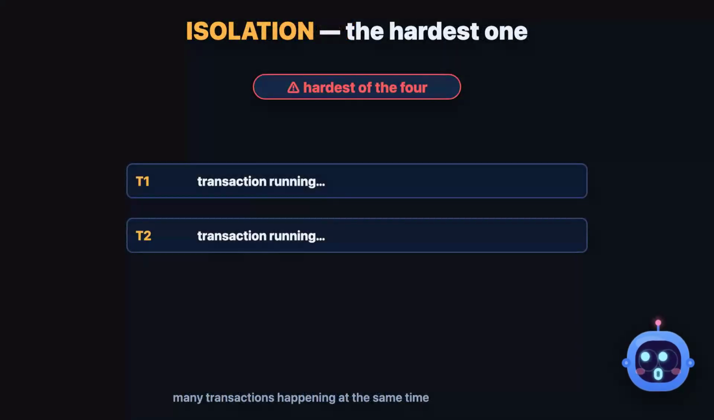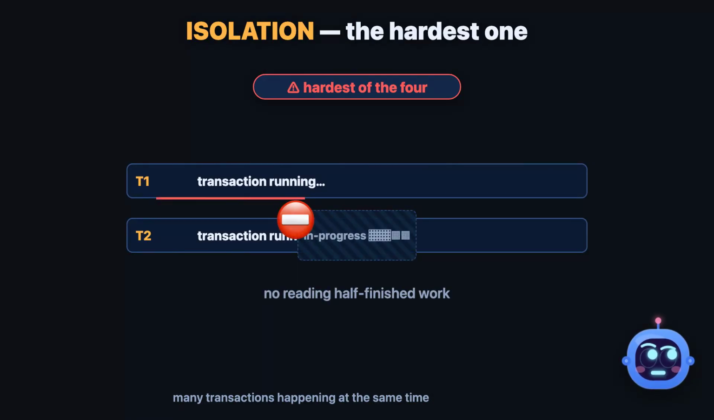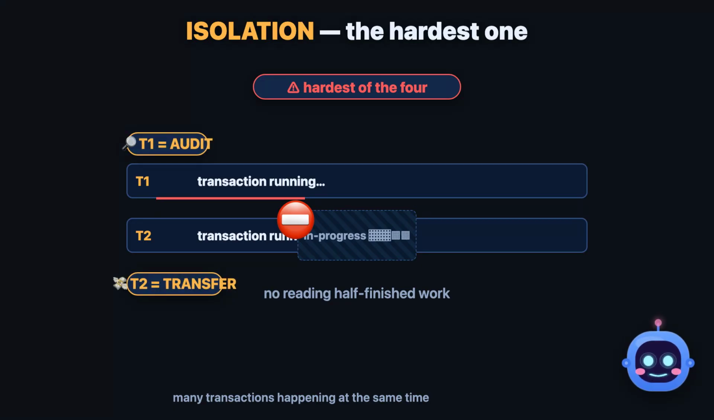The third property is isolation, and this is the hardest of the 4 because it deals with many transactions happening at the same time. The core idea is simple to state. No transaction should be allowed to act on the half-finished results of another. Let me show why that matters with a second transaction running alongside the transfer.